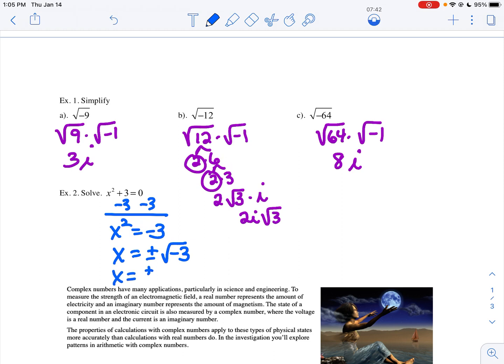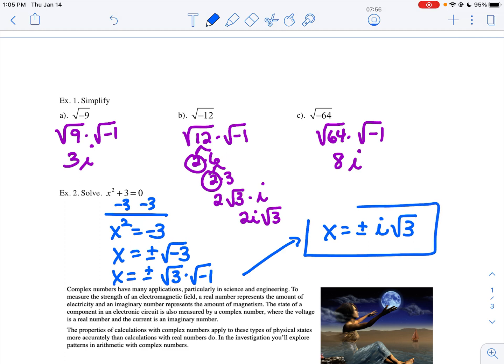So what you're going to do is rewrite this as the square root of 3 times the square root of negative 1. So then this will be plus or minus. Now, the square root of negative 1 is i, and the square root of 3 doesn't cancel. But don't forget the plus or minus, okay? Don't forget this plus or minus symbol.